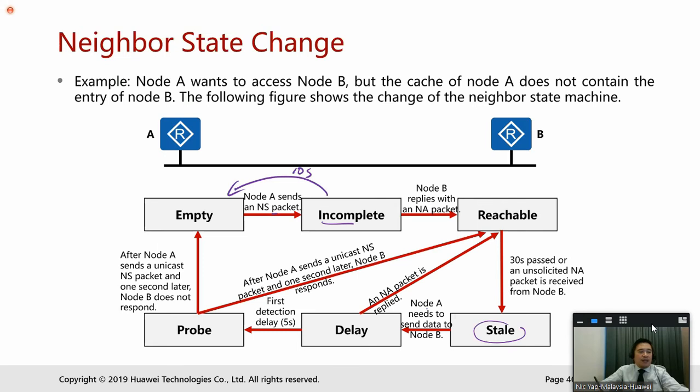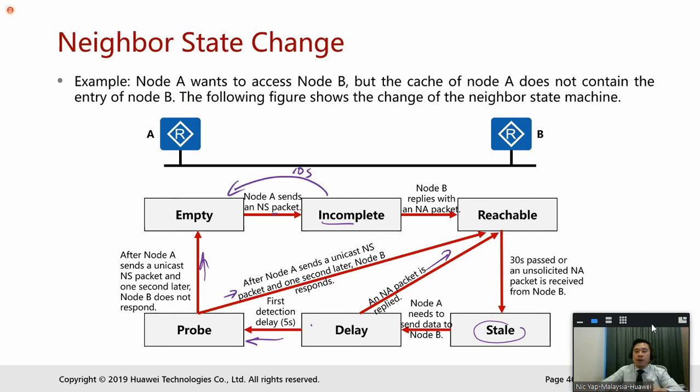And after that, node A needs to send data to node B. Okay, if node A is in the stale state, then it sends the NS message to node B, and the link will be activated, going to the delay state. Okay, if an NA is replied, then they will go back to reachable. Otherwise, they will delay and probe again. They keep on probing. Let's say you have no reply, I keep on sending every second to ask, hey, have you replied to me yet? When you reply to me, you go to reachable. Otherwise, I will go back to empty and remove the entire information. I will not form a neighbor with you anymore.